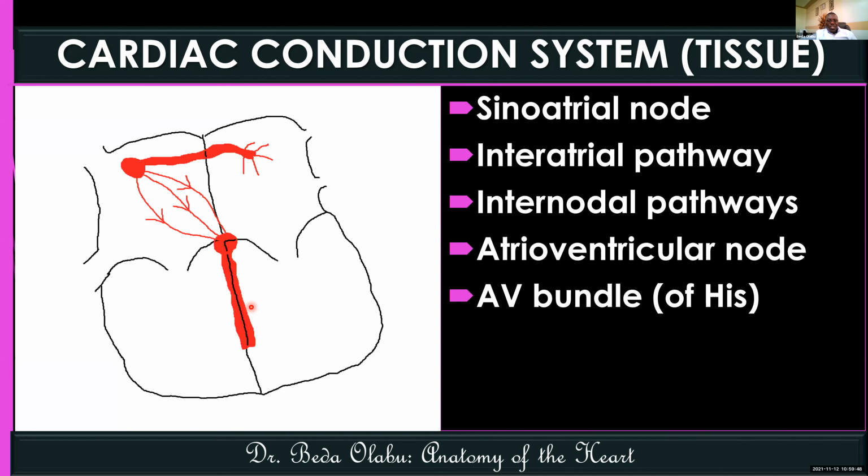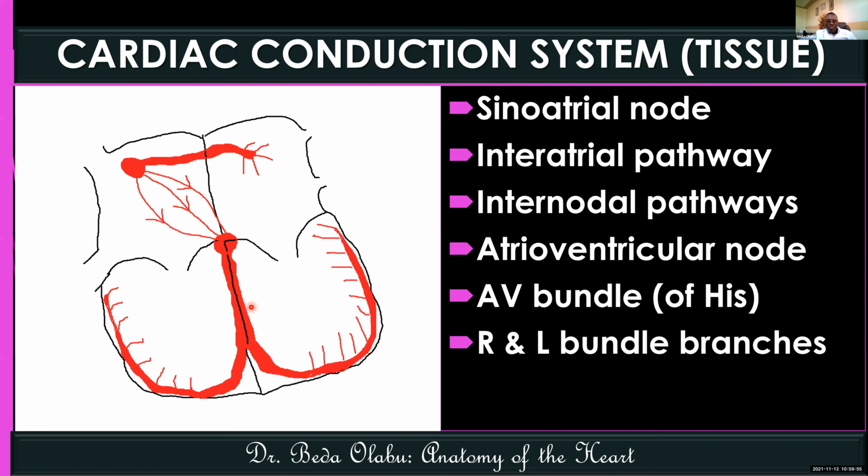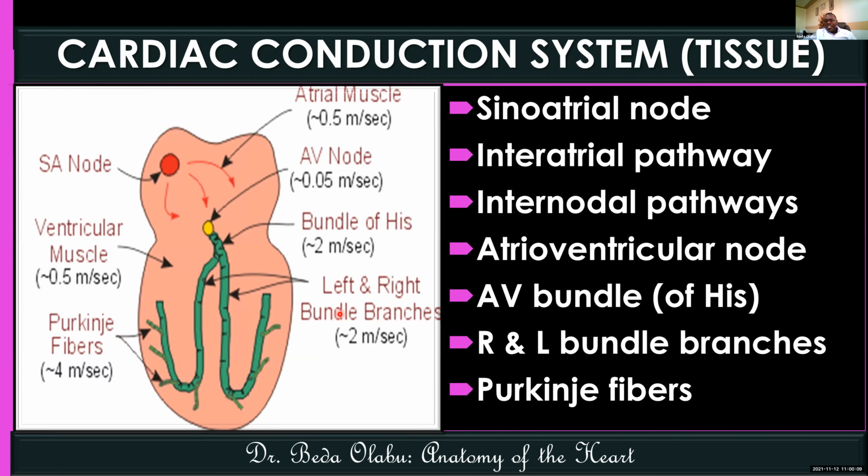I told you the bundle of His divides into two, the right and left bundle branch. The left one divides into left anterior and left posterior. Then from the bundle branches, we have the Purkinje fibers. This is the path followed by the cardiac electrical impulse. But let's translate that information to the ECG and see what happens. This image shows you the velocity of impulses in each of the different parts.